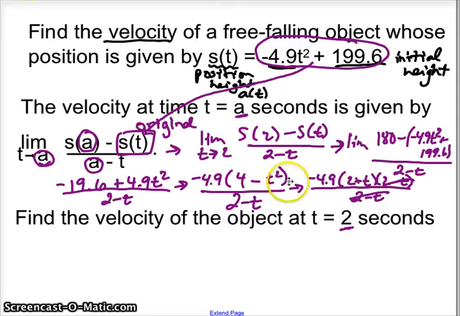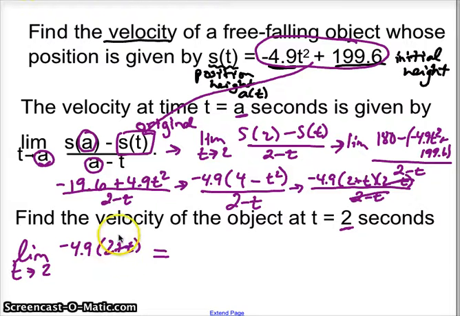No equal signs means I didn't have to keep writing limit, but now I'm actually going to write the limit because I am going to do the direct substitution. So I have negative 4.9 times 2 plus t. Plug that 2 in there: I'll have 2 plus 2, which is 4. Negative 4.9 times 4 is my negative 19.6. That's meters per second. That's the velocity of the object at time t equals 2 if it started at a height of 199.6 and there was no initial velocity on it, just the pull of gravity.